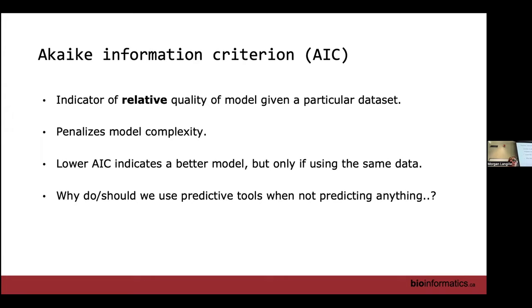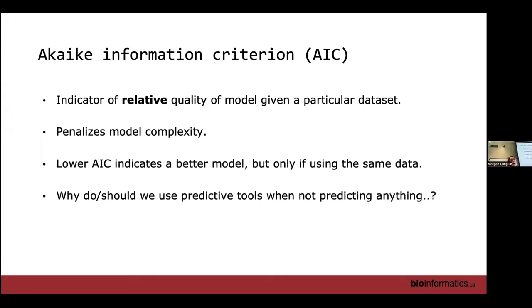R-squared doesn't penalize model complexity, whereas the AIC does. This idea is more related to machine learning, and Morgan will talk about it. But if we can, we always want to pick simpler models. These generally have more predictive value, and we want to prevent overfitting, which Morgan will talk more about. We want our model to be generalizable to other types of data. We don't want it to fit our particular data set too specifically.